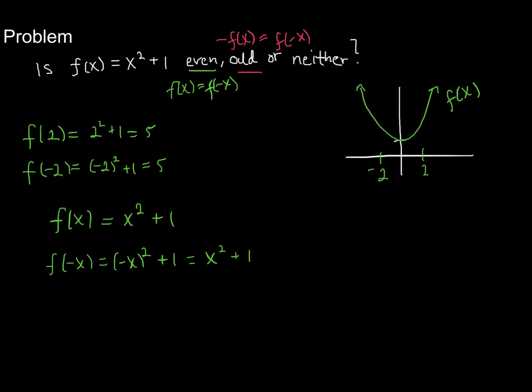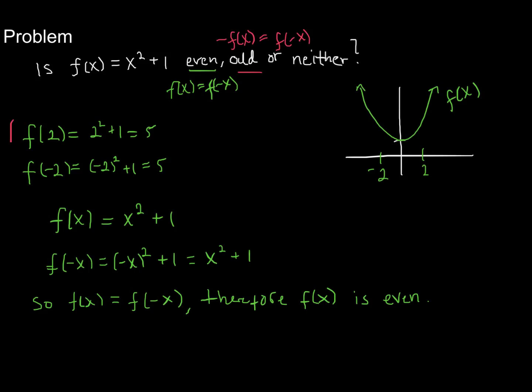And that, of course, shows exactly what we were looking for, right? If I plug in some value x, I get x squared plus 1. If I plug in its opposite, I'm still going to get x squared plus 1. So f of x equals f of negative x. Therefore, f of x is even. And this shows it for every single possible value of x.